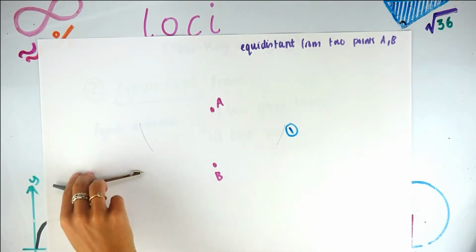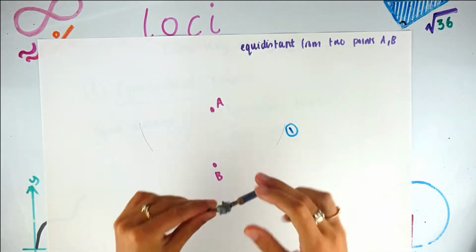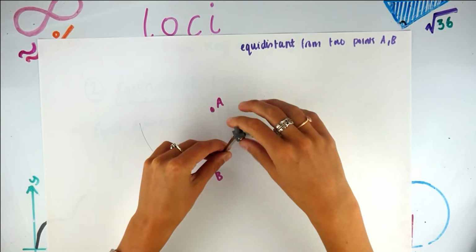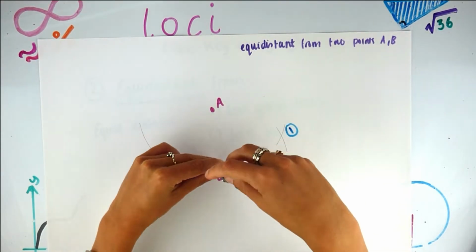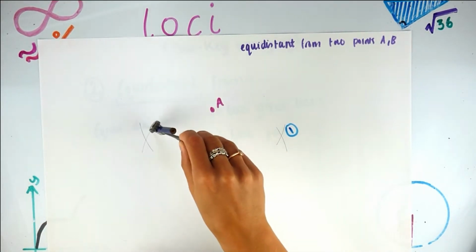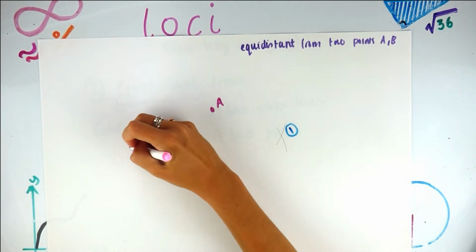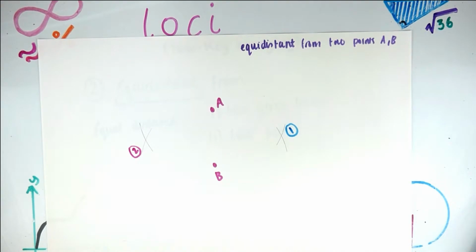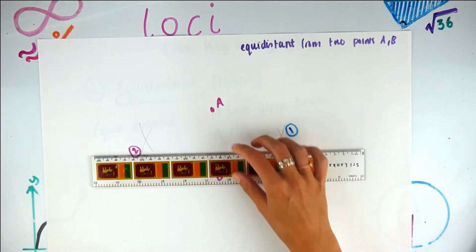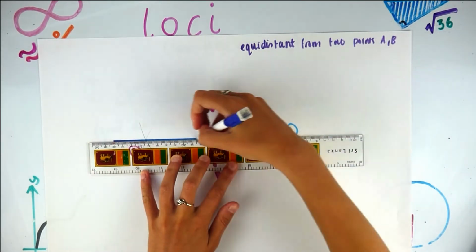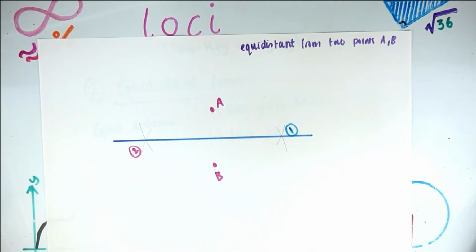You then go along to the point B without changing the width of your compass, and you do exactly the same thing. And as you can see, they should cross. So that's step 2, which looks exactly the same as step 1 because it kind of is. Okay, and now you draw a line through where those two points cross, and that's your answer. So that is the set of points that are equal distance from A and equal distance from B at all times, and that's how you do it.